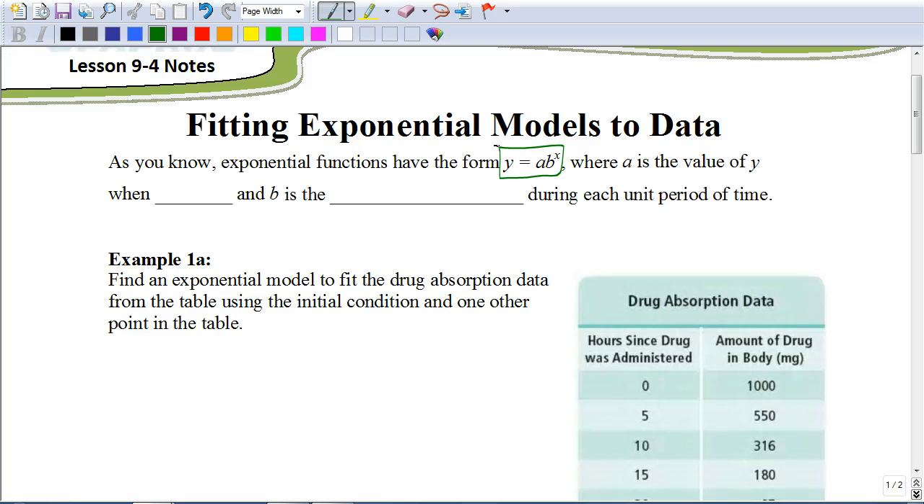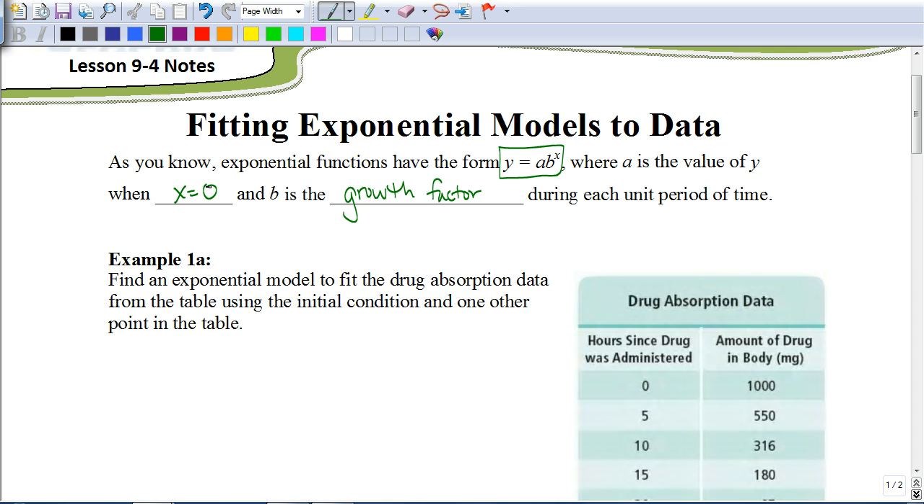Now, we know that b represents the growth factor, and we know that when b is greater than 1, it represents exponential growth. And we know that when b is between 0 and 1, it represents exponential decay. Now, one way to find a is that it's the value of y when x equals 0.